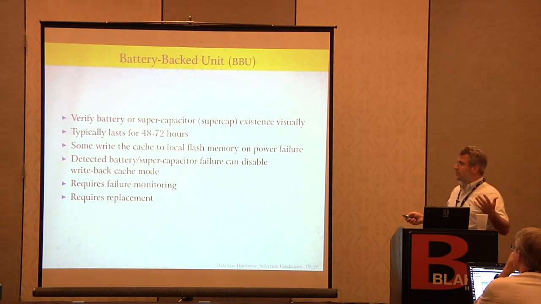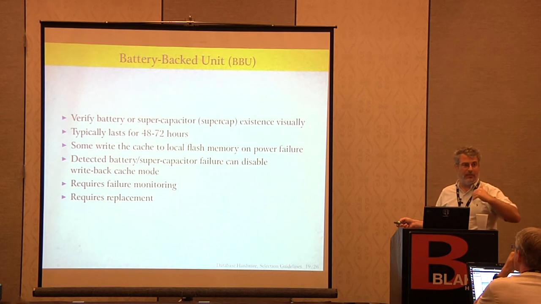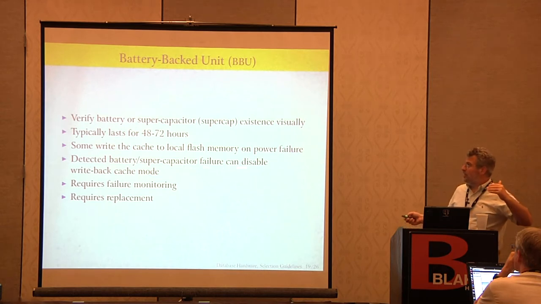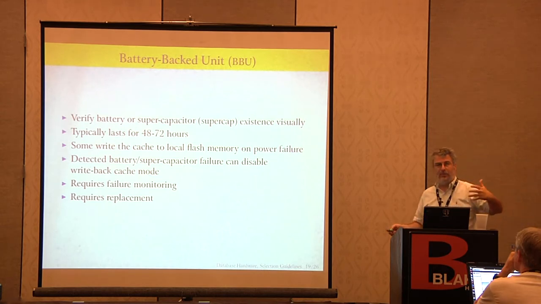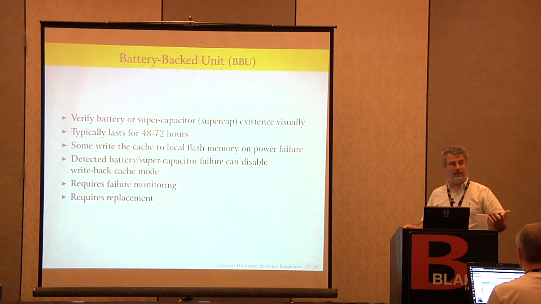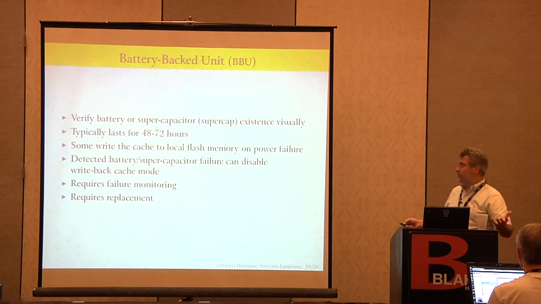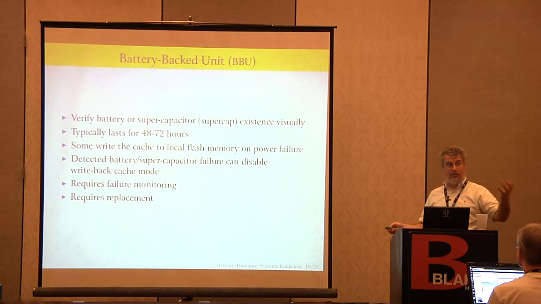Again, the battery might only last for a limited amount of time, although some of the newer ones have a flash that it'll write to. If the battery goes dead, it will fall back to write through mode. So one of the interesting things about the battery ones, if the battery goes bad, it'll actually change the mode of the cache because it no longer realizes it's durable, and it will then fall back to write through. So if your system all of a sudden gets slow, it might not be obvious.